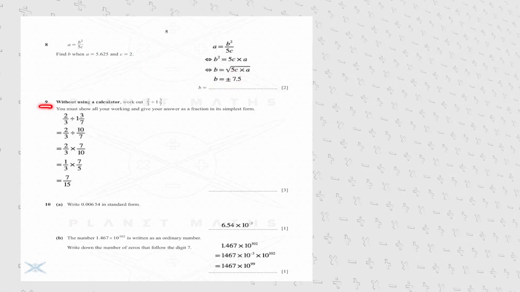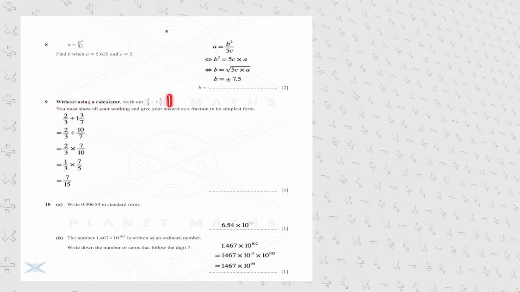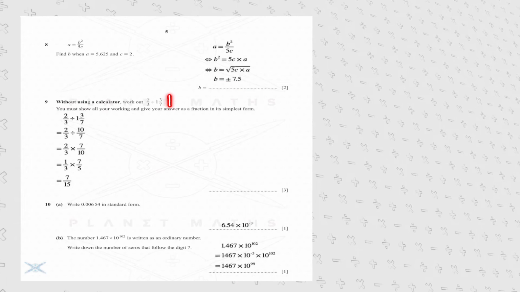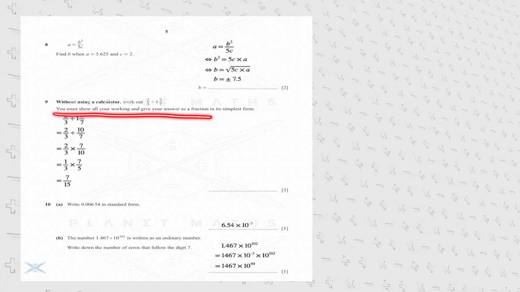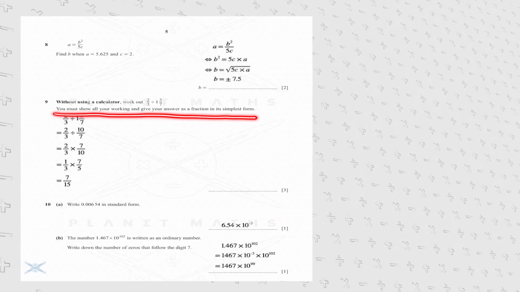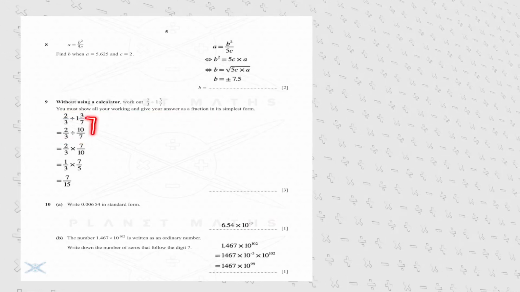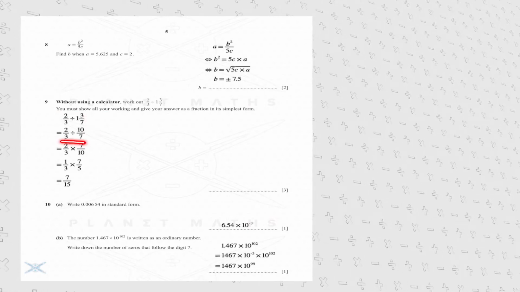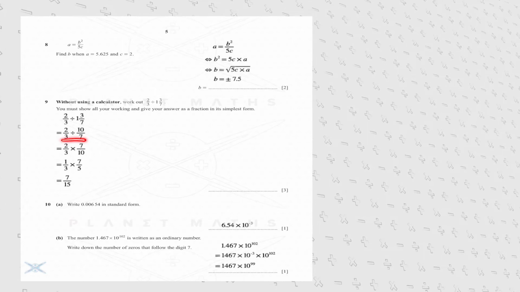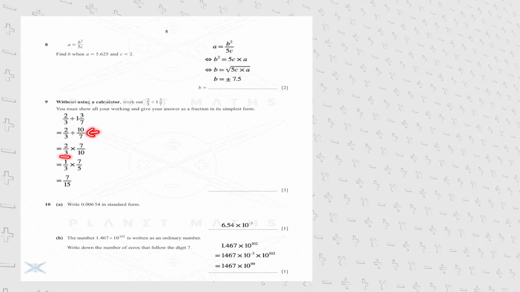In exercise 9 of this exam paper, without using a calculator, we are supposed to work out the expression 2/3 divided by 1 and 3/7, and we are supposed to show all of our working, giving our answer as a fraction in its simplest form. So to start here, we will convert this mixed number and turn it into an improper fraction using the method provided. Thereafter, we should remember that we can divide two fractions by one another by multiplying the first fraction with the reciprocal of the second fraction.